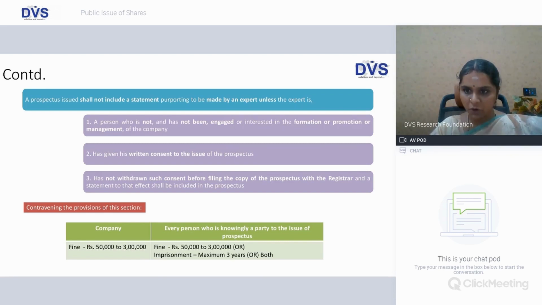And if any company contravenes the provisions, it shall be liable with a fine from 50,000 to 3 lakhs. And every person who is responsible for such issuance of the prospectus shall be punishable with a fine, which shall again be the same, 50,000 to 3 lakhs, or imprisonment up to a period of 3 years, or with both.